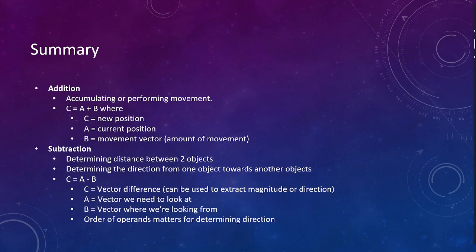Subtraction will determine the distance between two objects, and it can also determine the direction from one object towards the other object. In order to do that, we must find out ano yung A, ano yung B natin dito. So, when C is equal to A minus B, A is the vector we need to look at, and B is the vector where we're looking from. Alright?